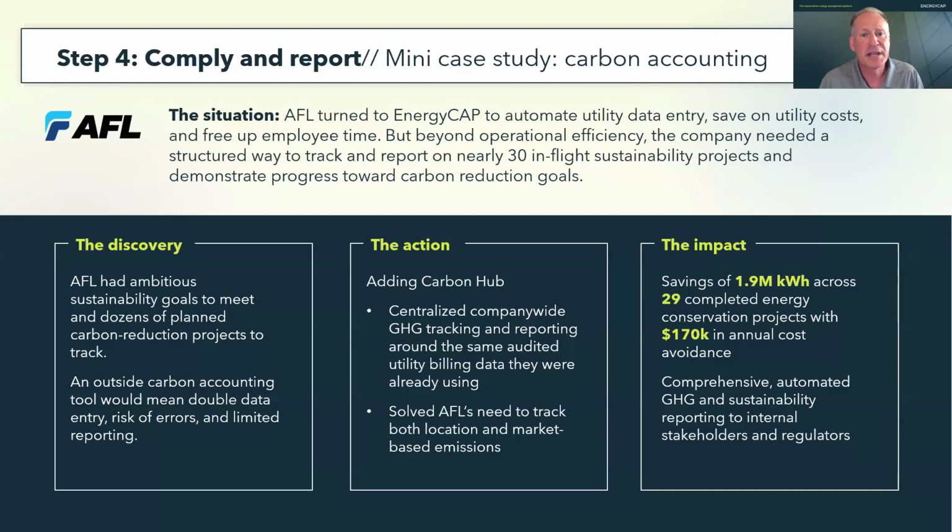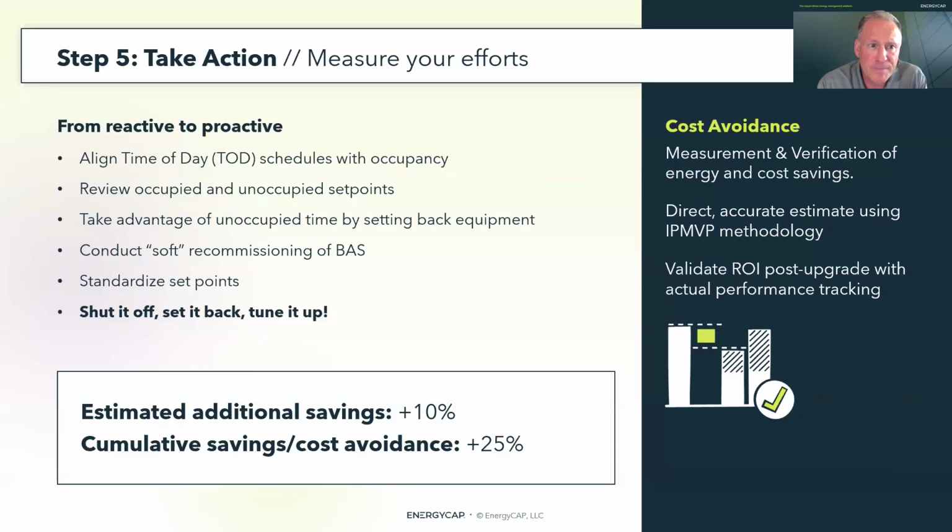An example of that is a company, AFL. AFL started using EnergyCap. And long story made short, they started using Carbon Hub. And once they started using Carbon Hub, they were able to track the changes that were taking place. It allowed them to save an awful lot of energy. They completed 29 different projects over the course of a year and saved over $170,000. And using the reporting mechanisms, the dashboards, it was a really positive thing for the organization. And so that's the point: EnergyCap gives you the opportunity to comply and report in order to make sure you're achieving all of your goals.